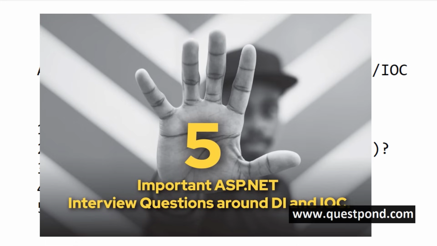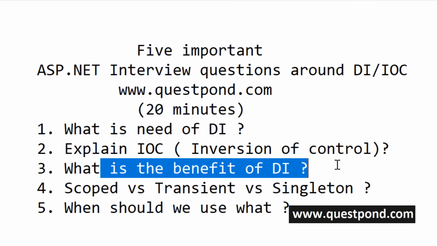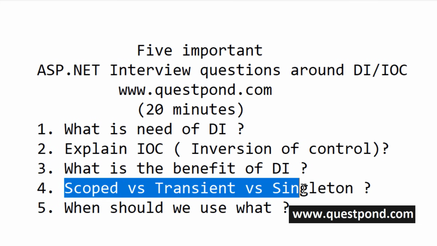Today we will be running through 5 important ASP.NET interview questions around dependency injection and inversion of control. When you're talking about ASP.NET interviews, I'm dead sure that there will always be a question on dependency injection, inversion of control, what is the benefit of DI, the difference between scoped versus transient versus singleton, where the interviewer takes you for a nice ride, right?